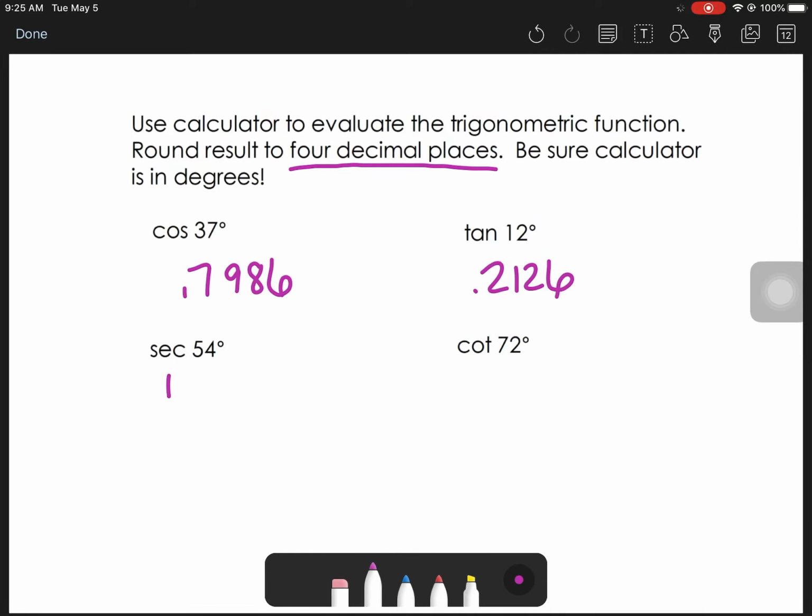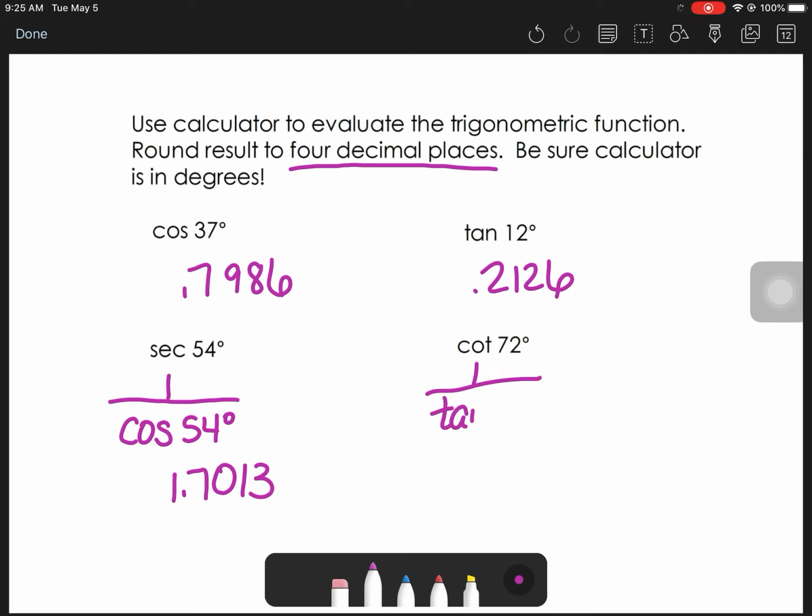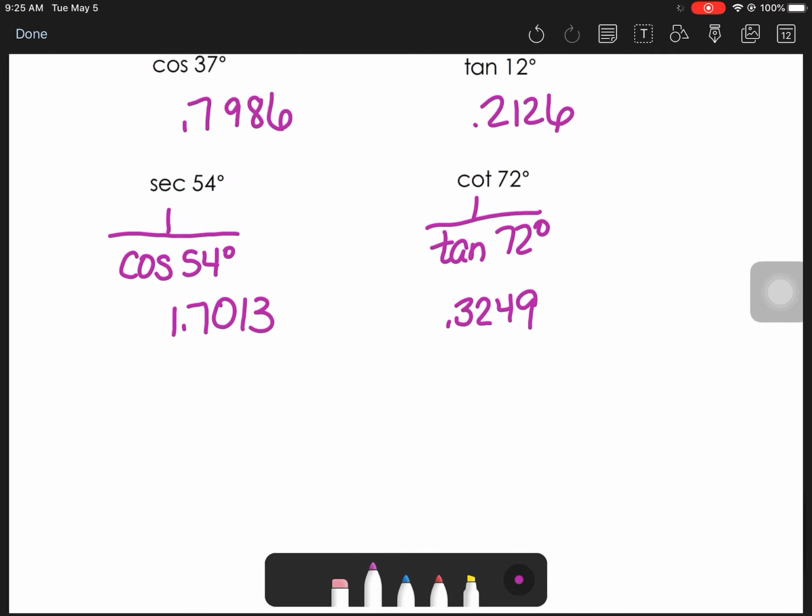When we're doing the secant, remember that's 1 divided by the cosine of 54 degrees. So you'll take 1 divided by cosine of 54, and that is 1.7013. And cotangent is 1 divided by the tangent of 72 degrees, because you notice on your calculator that you only have sine, cosine, and tangent, and that's 0.3249.